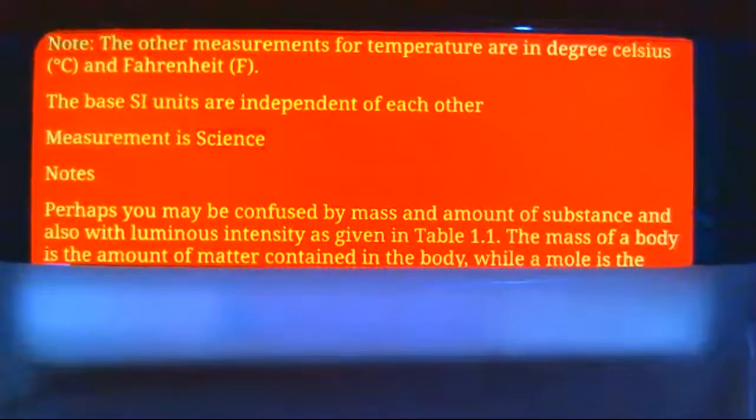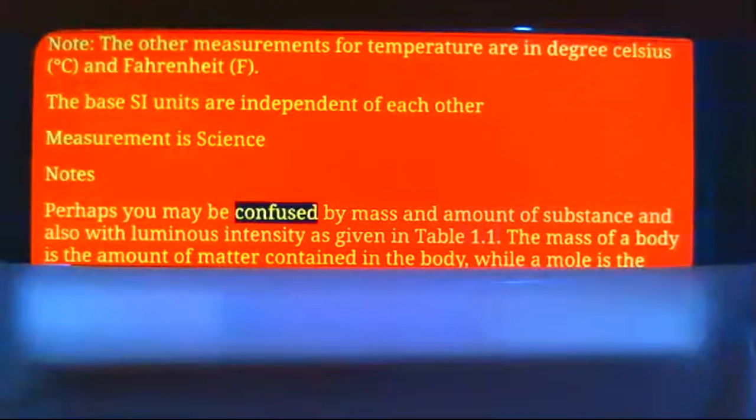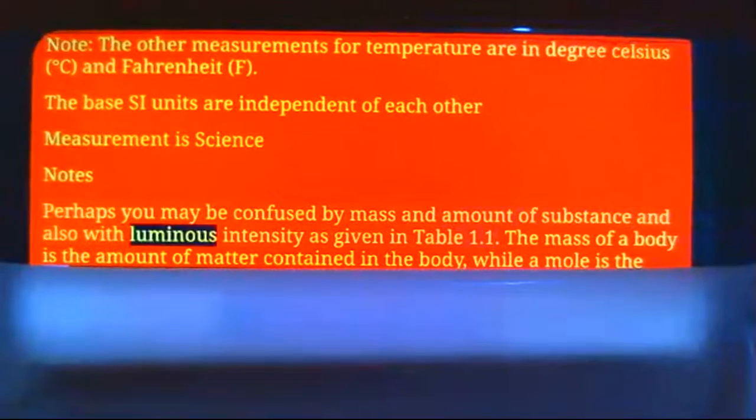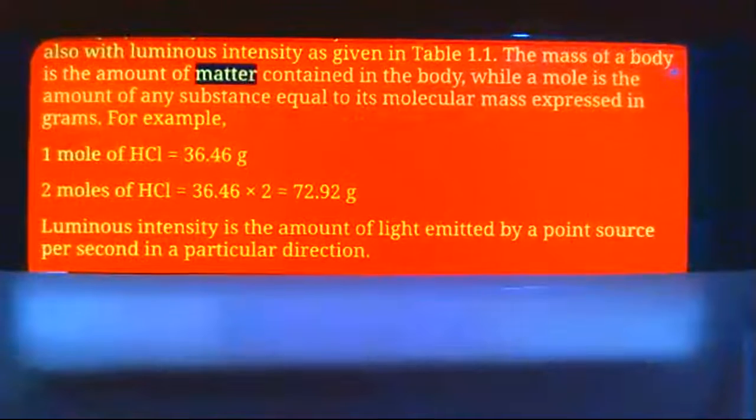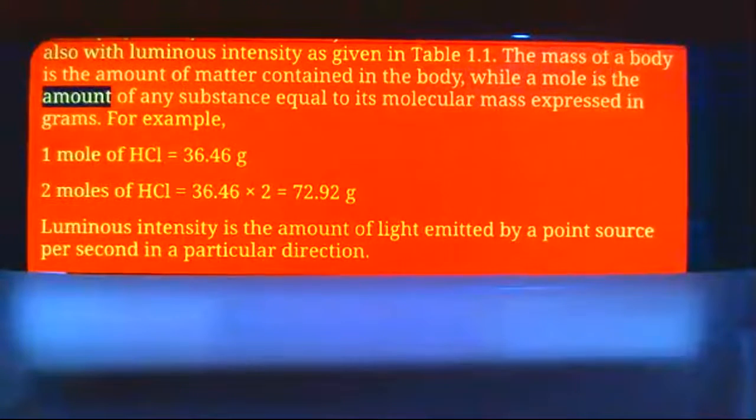Note: perhaps you may be confused by mass and amount of substance and also by luminous intensity as given in Table 1.1. The mass of a body is the amount of matter contained in the body, while a mole is the amount of any substance equal to its molecular mass expressed in grams. For example, 1 mole of HCl equals 36.46 grams. 2 moles of HCl equals 36.46 times 2 equals 72.92 grams. Luminous intensity is the amount of light emitted by a point source per second in a particular direction.